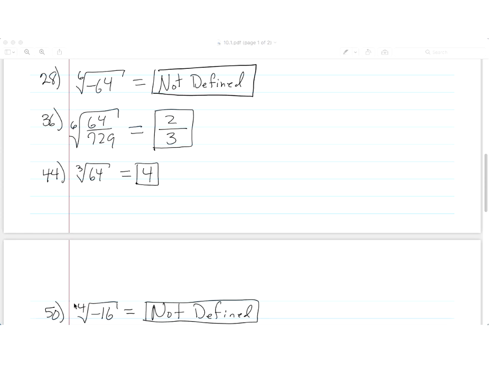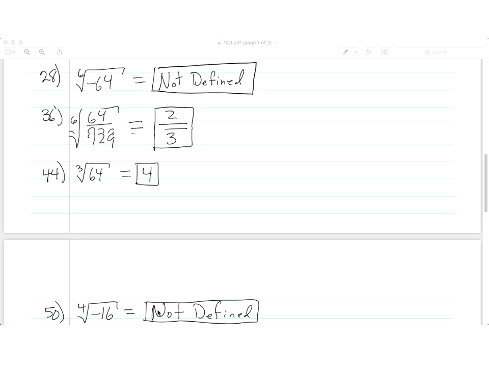Problem number 50. The fourth root of negative 16. Well, again, we have an even index, 4, and we have a negative radicand. An even root of a negative radicand is not defined. And so the fourth root of negative 16 is not defined.